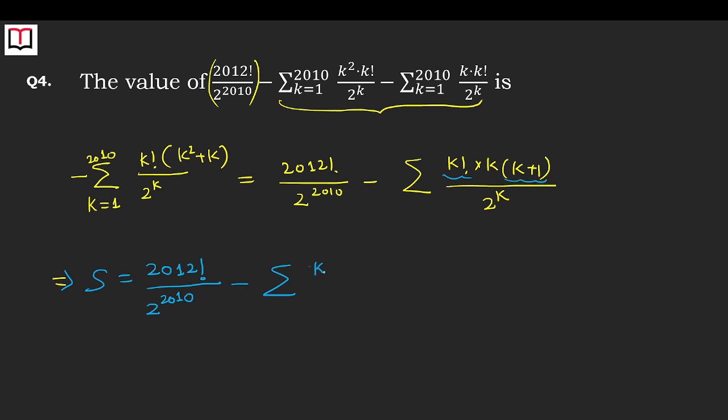So (k+1)·k! is (k+1)! times k upon 2 raised to the power k. Now that might be a bit of a challenge here. How do we rewrite it as a difference of two terms?